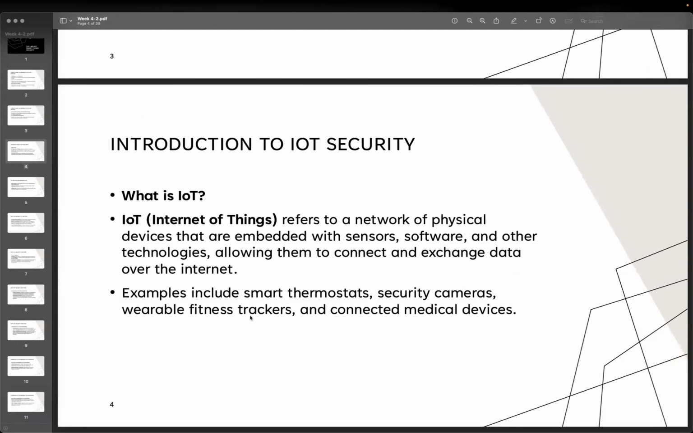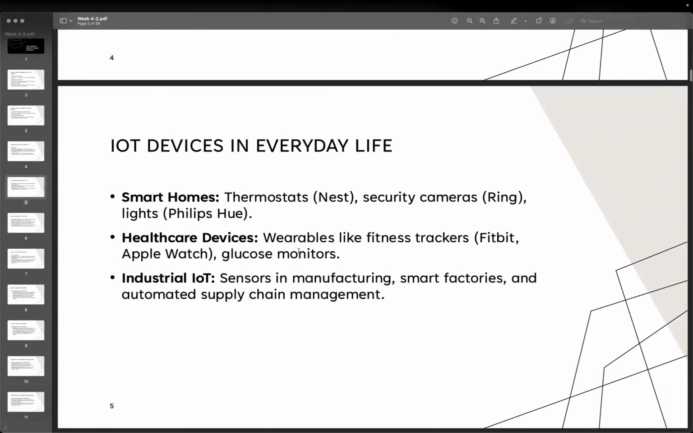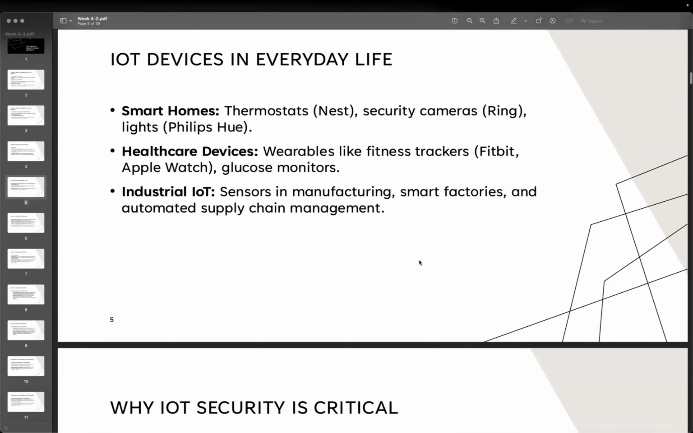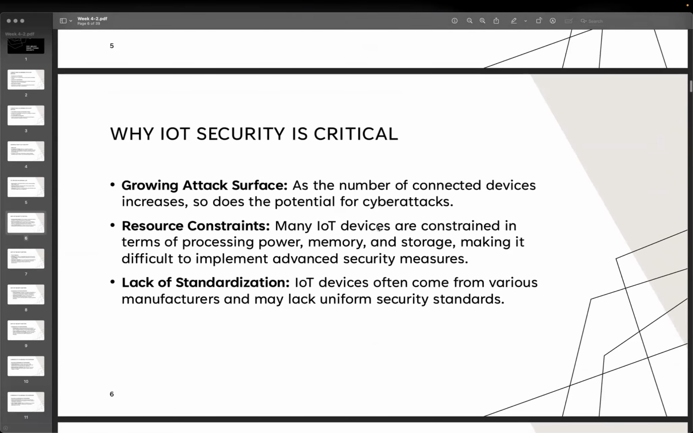So we just recap: IoT is a physical device with sensors, software, and other technologies that allow them to connect and exchange data over the internet. There are lots of different types of IoT devices that we mentioned before. Then why is security so important?